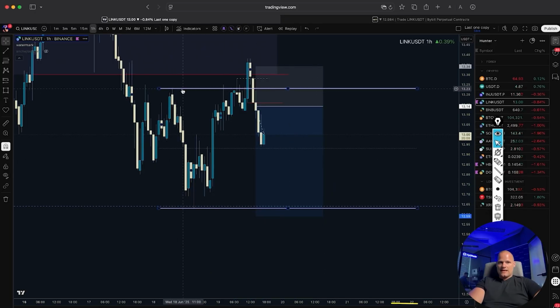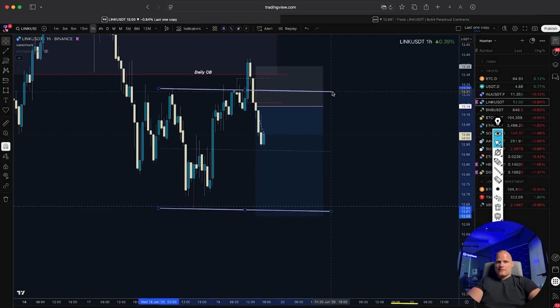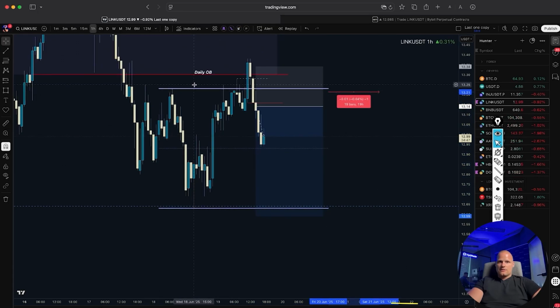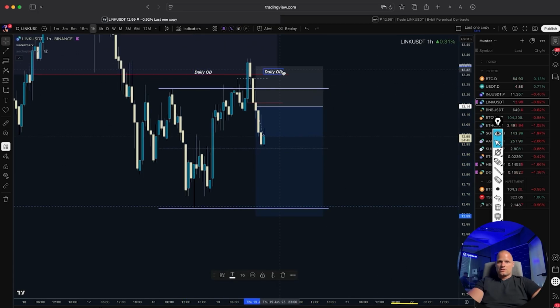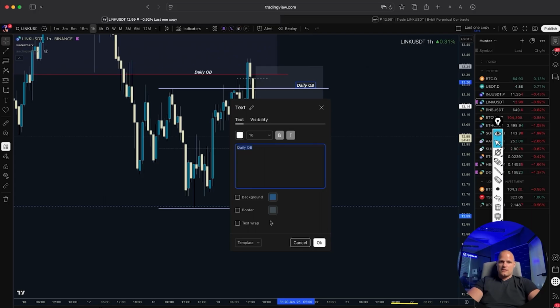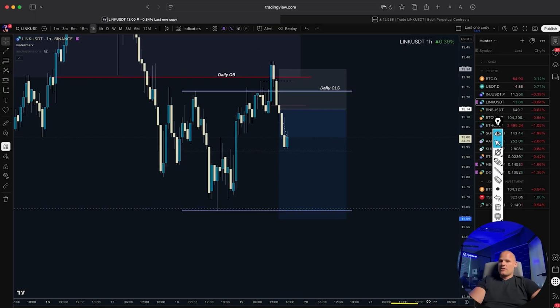So we have this daily range. Price traded above it and reacted off this higher time frame daily order block, so we can write it in there. That's what I suggest you do, because sometimes I don't do that and then I'm a little bit lost in my drawings. So it's a daily order block. This is our daily CLS range, so we can draw right in here also. I think I have a shortcut for it here. So, daily CLS. And then we need to see our confirmation.